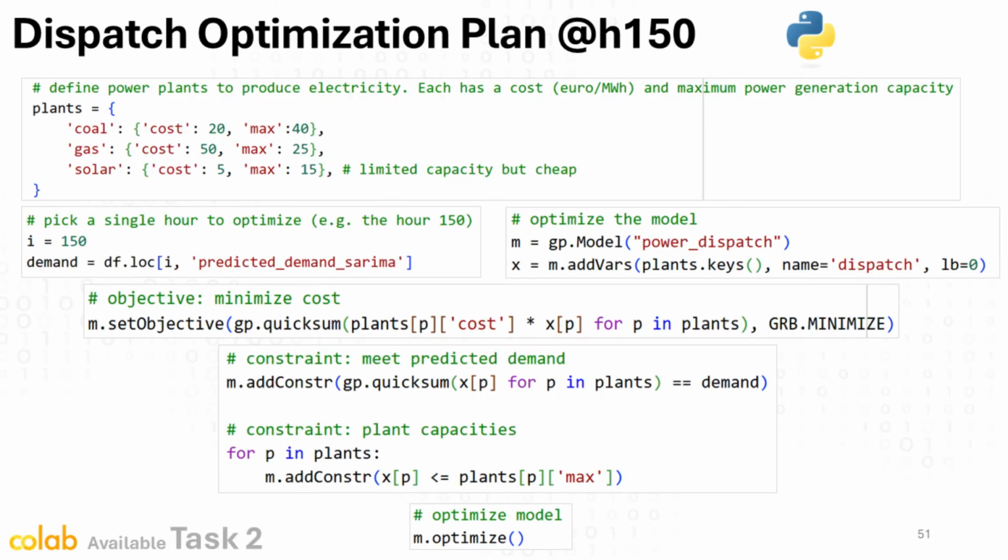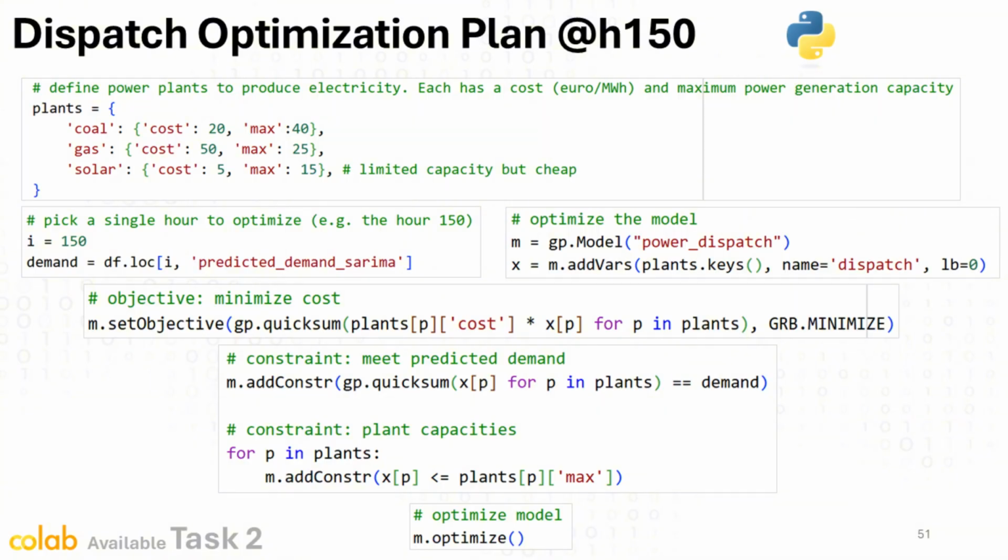We are now at the final stage of our technical journey, the implementation of our economic dispatch model in Python using the Gurobi optimizer. Our objective is to take the demand prediction for hour 150, which we identified as our best performing SARIMA forecast, and determine the most cost-effective way to generate that electricity.